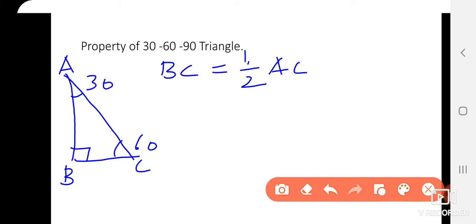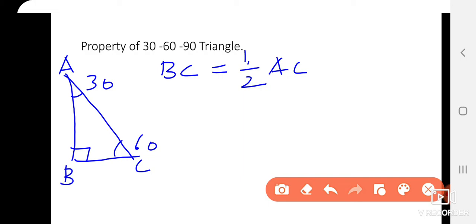In any 30, 60, 90 triangle, the side opposite 30 degree angle, here in this case, is BC. So BC is equal to half into hypotenuse. You have to write it as a formula. Side opposite 30 degree is half the hypotenuse. So I am substituting. Which is the side opposite 30 degree? In this case it is BC. Which is the hypotenuse? AC.